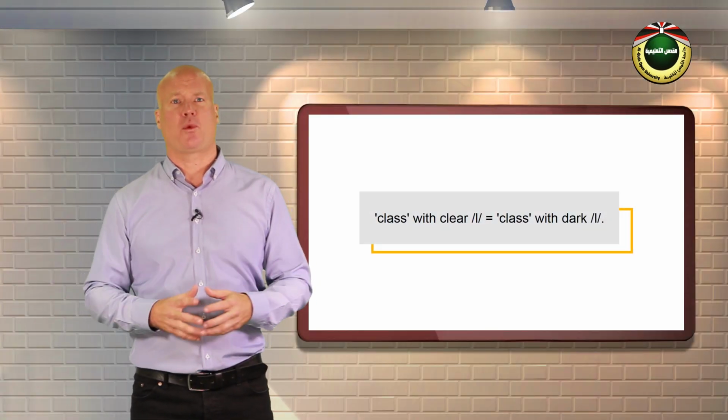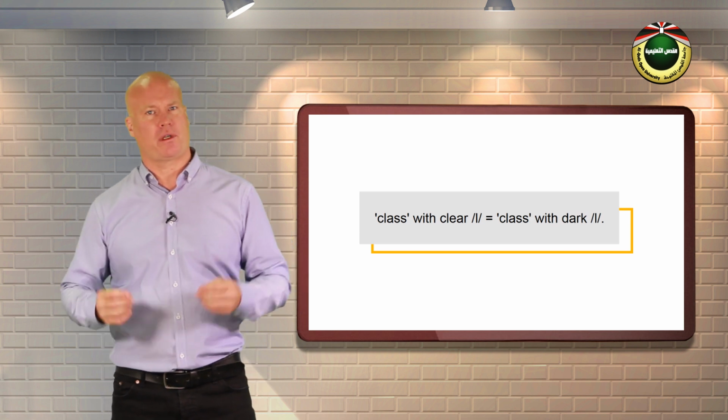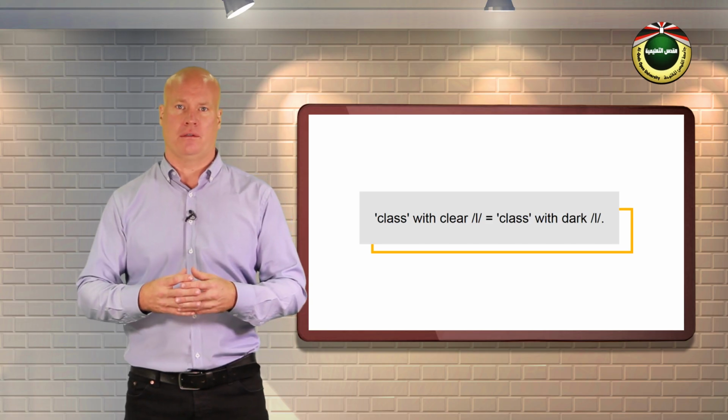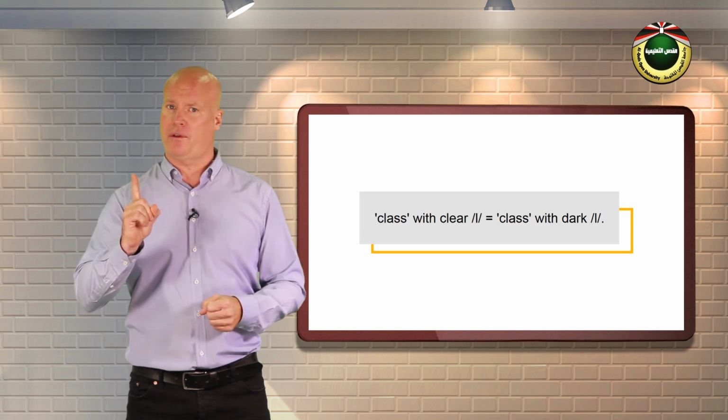But notice that the word class with clear l has the same meaning as the word class with dark l. So clear l and dark l are one phoneme.